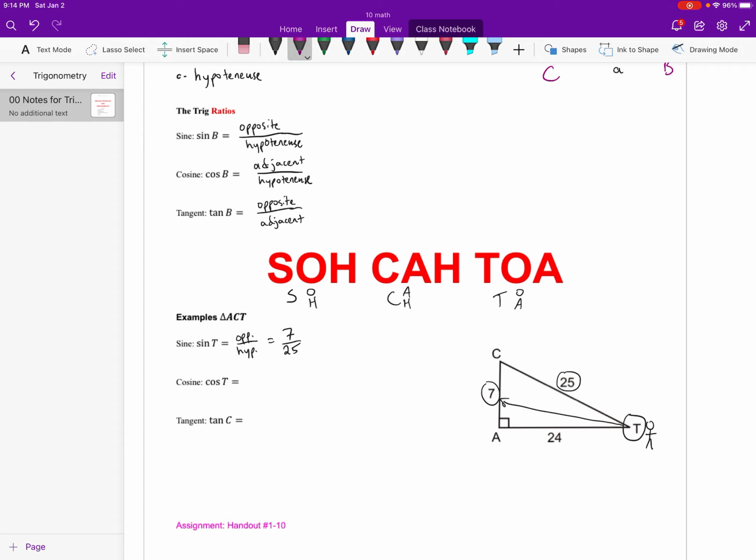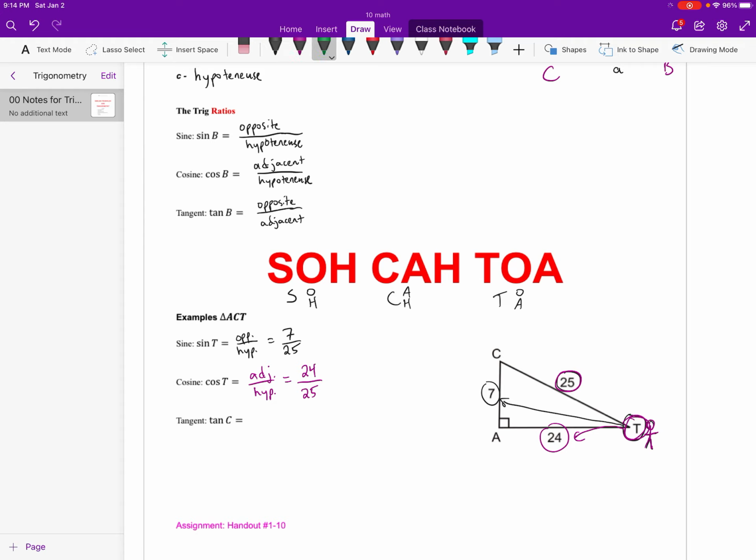Cos of t. So if you're looking at cos of t, again, we're going to draw a stick person right here. Okay, and cos is defined up here as adjacent over hypotenuse. Adjacent to angle T is the side beside it right here. So it's 24 over the hypotenuse, which again is 25, because remember the hypotenuse is across from the 90-degree angle.